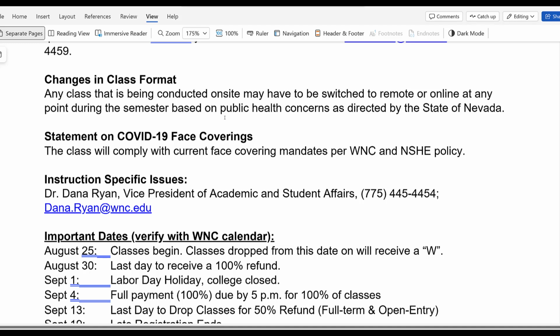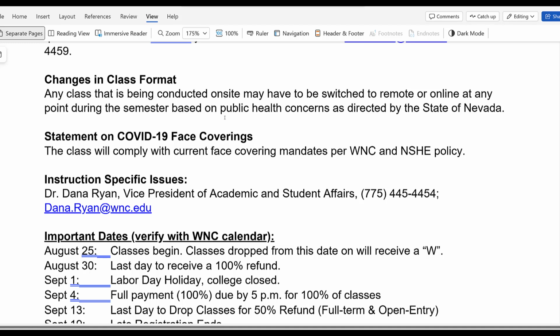This really doesn't apply. Any class that is being conducted on site, which this isn't, may have to be switched to remote or online at any point in the semester. So this is old from the COVID days. I just don't know when I can take it out of the syllabus. So anyway, the statement on COVID doesn't really apply because we're not in person.